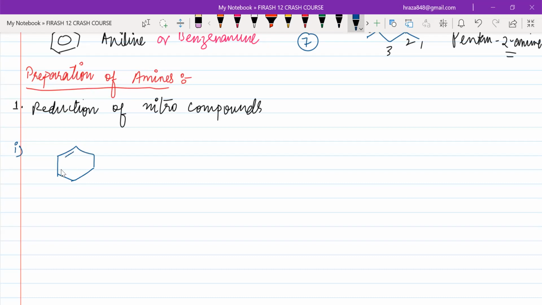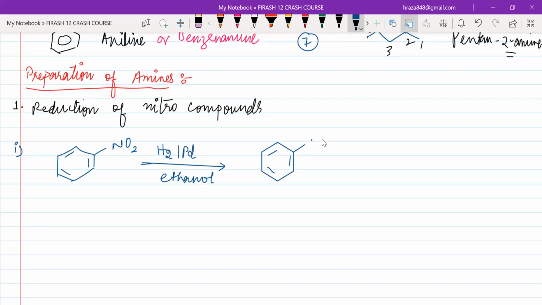So you can see this is your nitrobenzene. And if you are going to react this nitrobenzene with H2 in the presence of palladium and ethanol, then this will be reduced. NO2 will be reduced to aniline. This is your aniline.